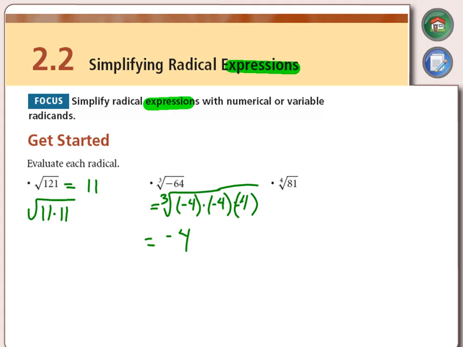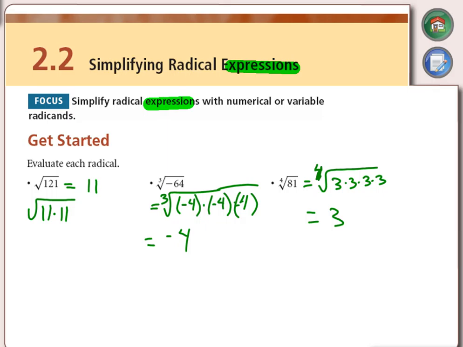Last one, fourth root of 81. The fourth root is really the square root twice. So in this case, we're looking at what times itself times itself times itself 4 times is going to equal 81. Oops, 4, that should be a 4 there. So we got 3 times 3 times 3 times 3. Or take the square root of 81 twice. Square root of 81 is 9. Square root of 9, oh, that's 3. So this is evaluating just basic radicals.